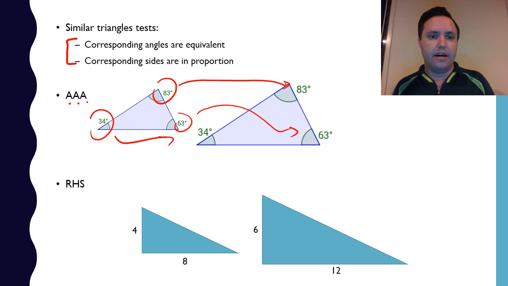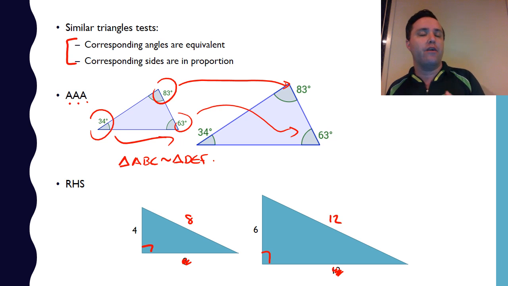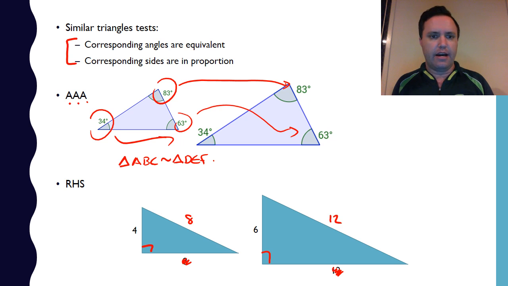So we'd say triangle ABC is similar to triangle DEF, if that was their names. Now I'm just going to quickly make a little change here. This makes a lot more sense now. We've got two right angle triangles here. So right angle, hypotenuse, and a side is also one of the similar triangles tests. The way this works out is we can remember our scale factor.